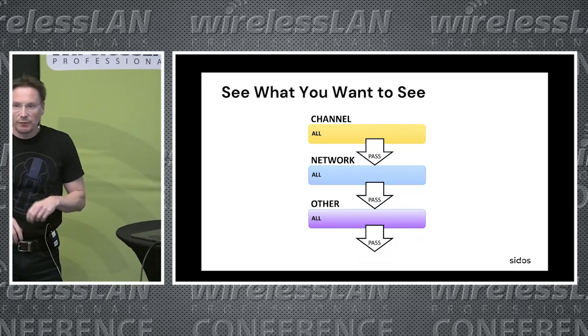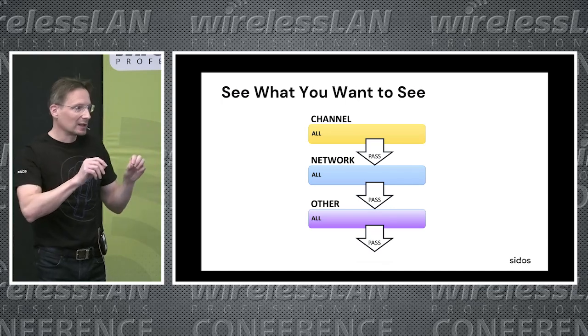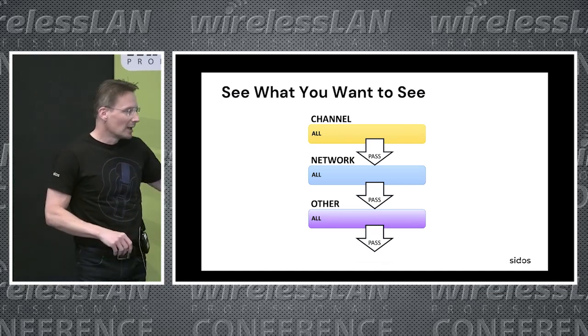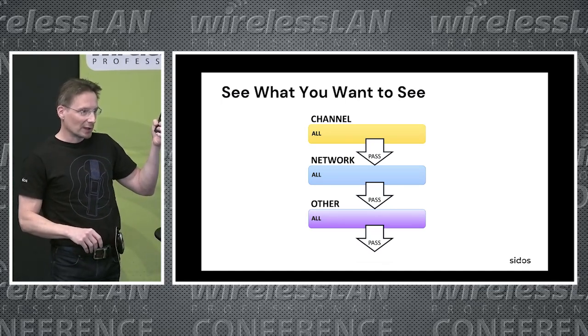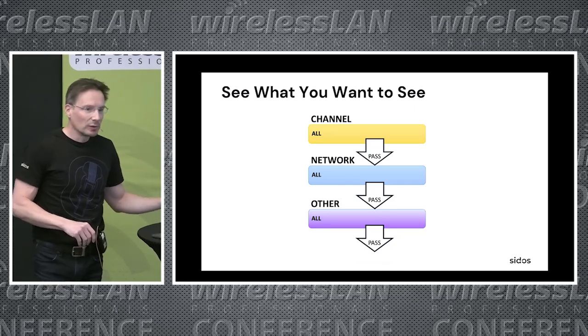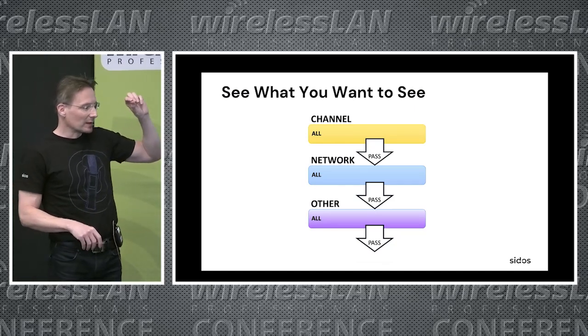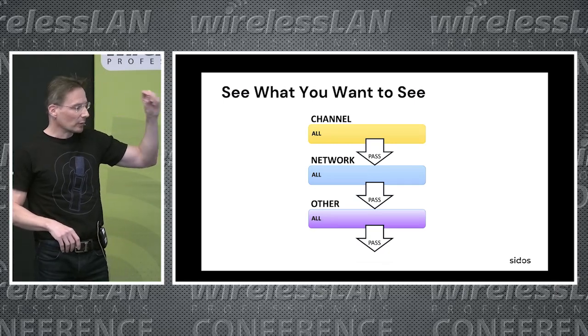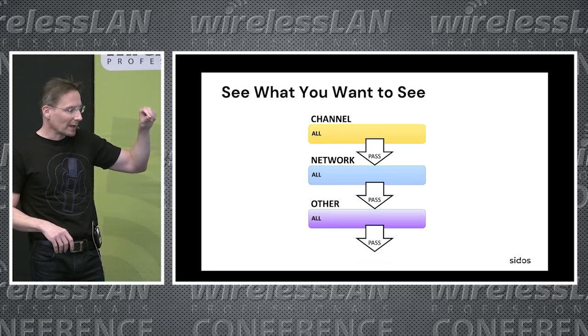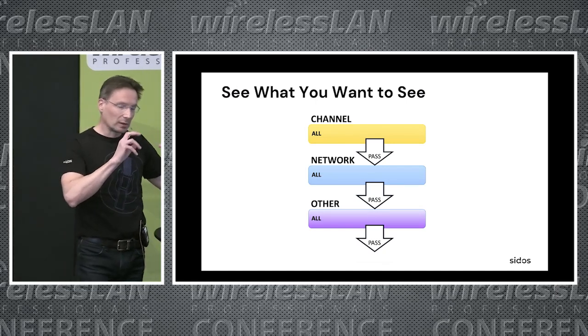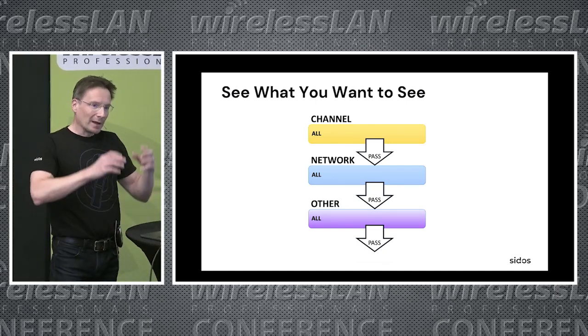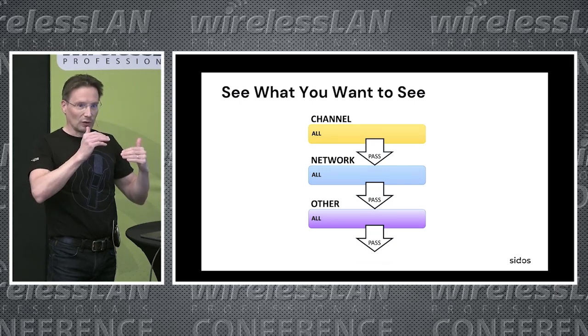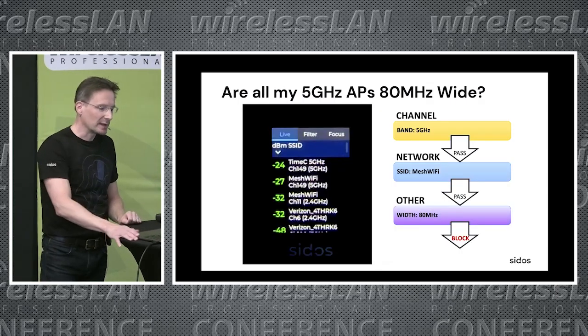We wanted to make it very easy for you to see exactly what you want to see. So there's something we call the filter constructor in this app, and it allows you to select what you want to see. You can say, I want to see one or more channels or bands, or one or more networks or MAC addresses, and then you have some other tags you can use, and all those become pass or block filters. Let me show an example.